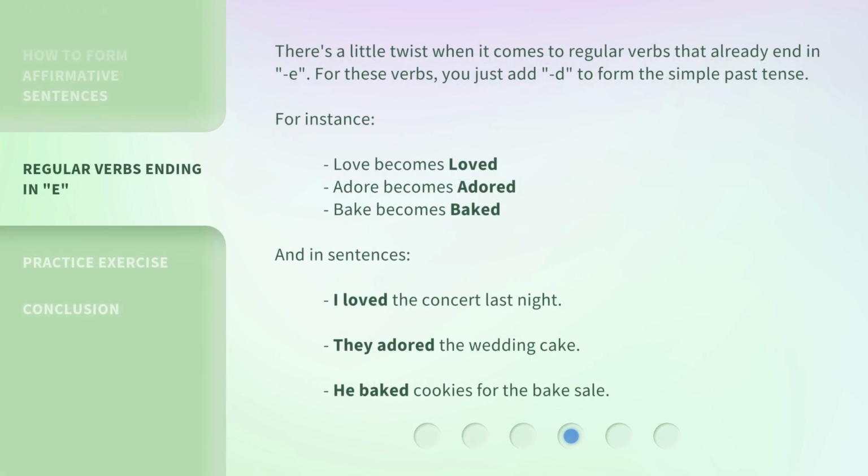There's a little twist when it comes to regular verbs that already end in e. For these verbs, you just add d to form the simple past tense. For instance, love becomes loved, adore becomes adored, bake becomes baked. And in sentences, I loved the concert last night. They adored the wedding cake. He baked cookies for the bake sale.